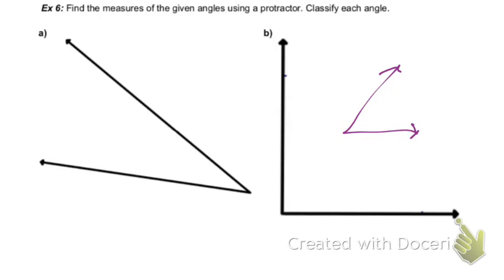Let's go ahead and find the measures of A, B, and C. And Mrs. Haswell and I are going to come around and check you. And as long as you're within 2 degrees of what we have, it's okay. So go ahead and find the measure with the protractor, and then classify it. If you need help, raise your hand, or once you have them, raise your hand.